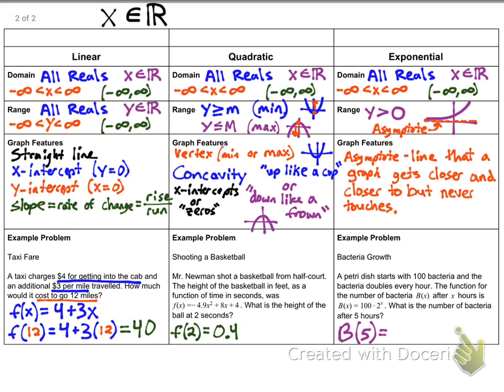Well, I'm going to plug in 5. b of 5 is 100 times 2 to the, not x, but I'm going to replace it with 5, to the 5th. I can type that in a calculator and I get 3,200. So there's 3,200 bacteria after 5 hours.